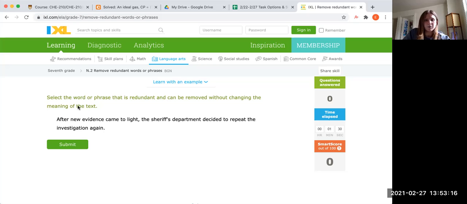So we're going to start off with this first sentence, which is: After new evidence came to light, the sheriff's department decided to repeat the investigation again. I think that for this one, there's probably only one word that we're going to need to remove.